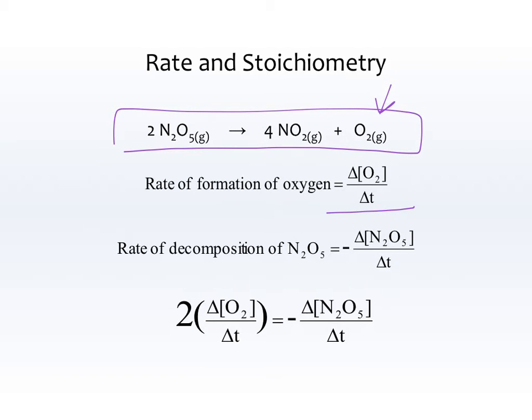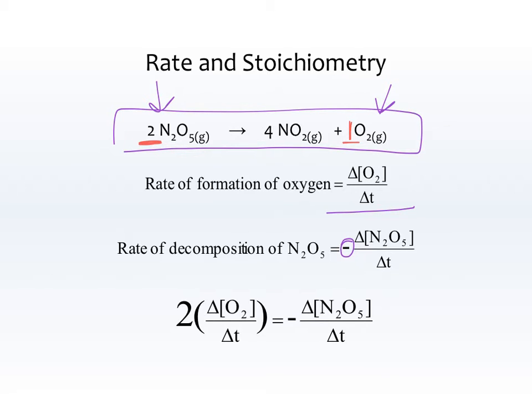If you wanted the decomposition of N2O5, then you would have negative the change in this reactant over time, because reactants are reacting and they're going away, and so the change in that would be negative, and the negative will negate the negative. We can also say, based on the stoichiometry of the reaction, that there are 2 N2O5s to make every 1 mole of oxygen.